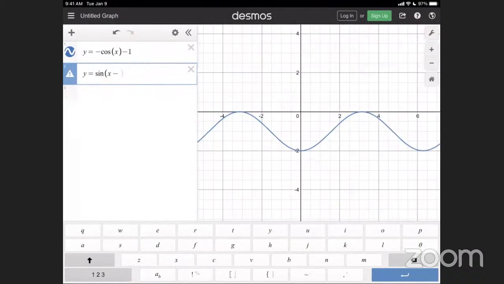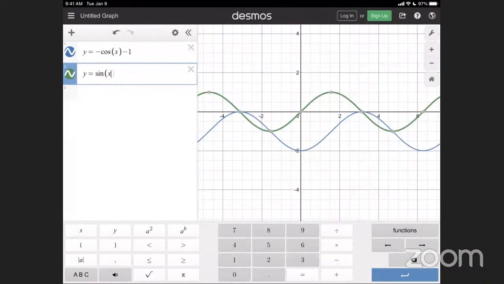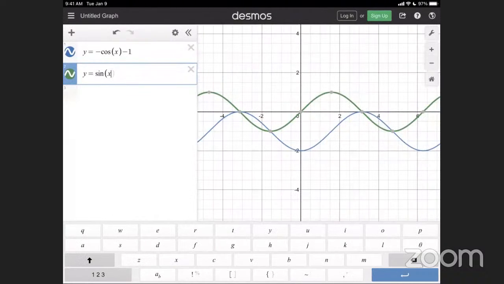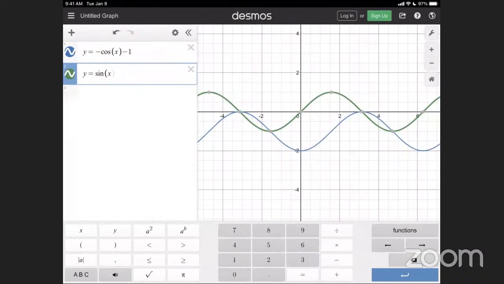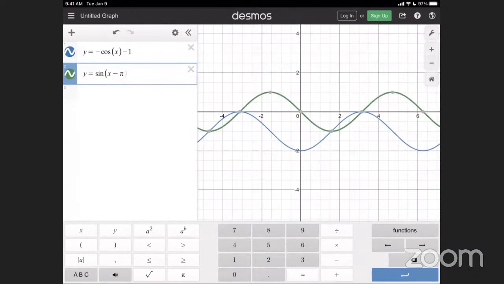There's theta. Do you see pi anywhere? I don't see it in there. Okay, I don't see it there. X. I don't see it there either. Oh, there it is. It's right there. Oh, it is. Yeah, duh. So it was x minus pi over 2.